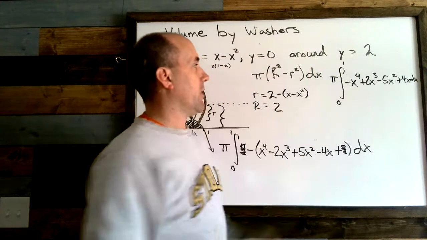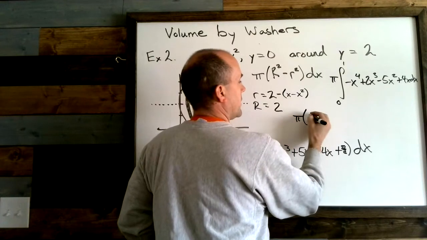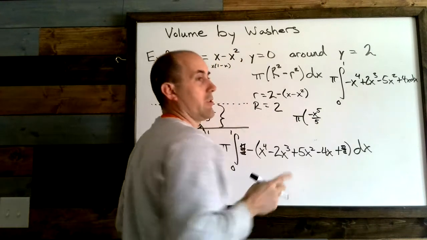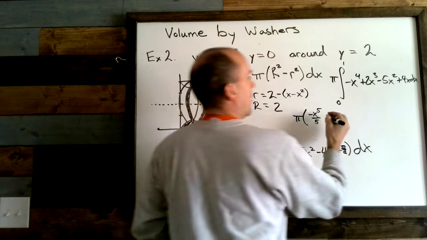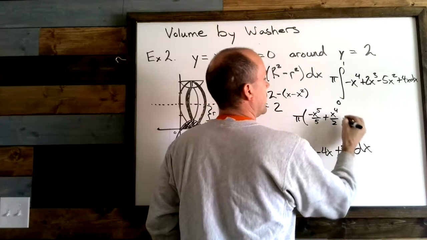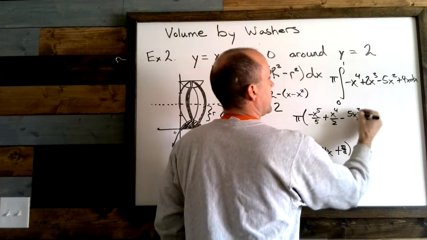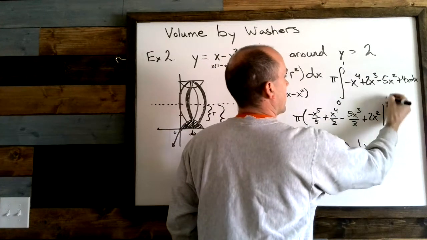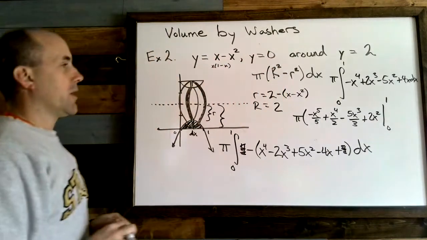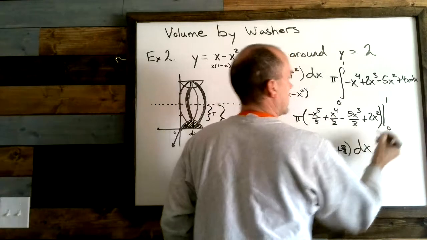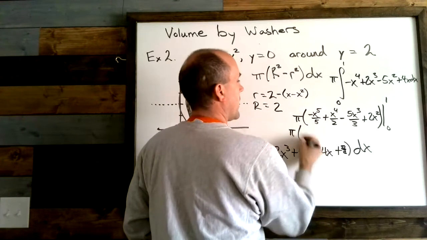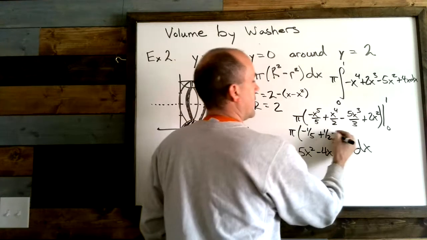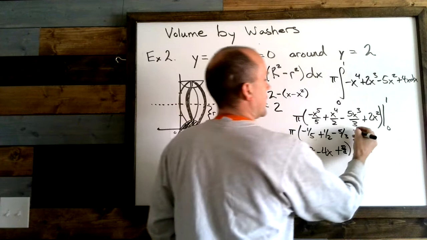So, antiderivative of negative x to the 4th is negative x to the 5th over 5. Antiderivative of 2x cubed is 2x to the 4th over 4, or x to the 4th over 2, minus 5x cubed over 3, plus 2x squared. Evaluated at 1 and at 0. So I have pi times negative 1/5 plus a half minus 5/3 plus 2.